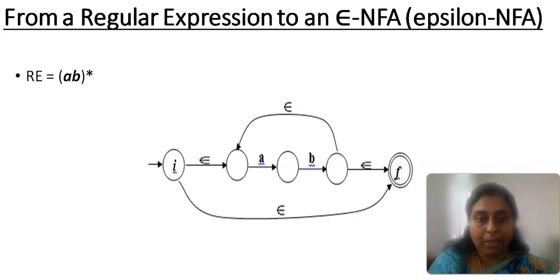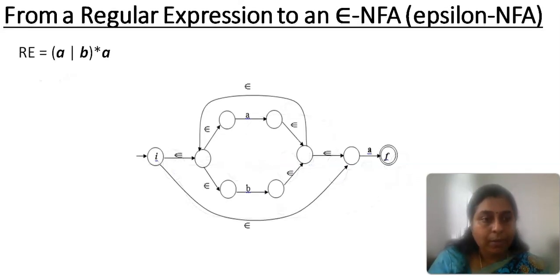Another example I can show you. We have another regular expression, (A or B)*A. You can see there are 3 parts to this regular expression. One is the A or B part. Second is the Kleene closure, or the star operator, which is applied to the A or B string, followed by a concatenation with A.